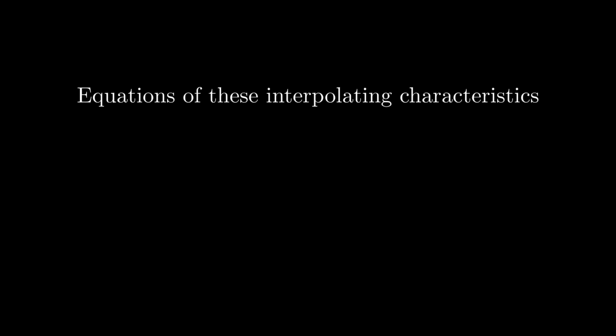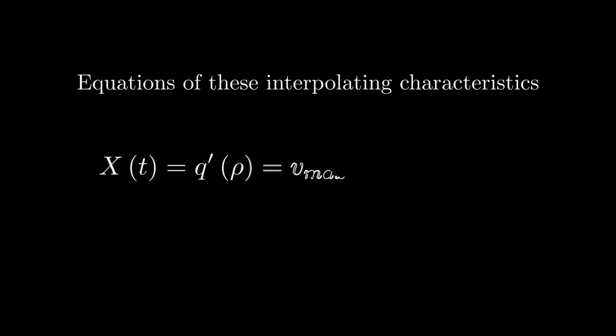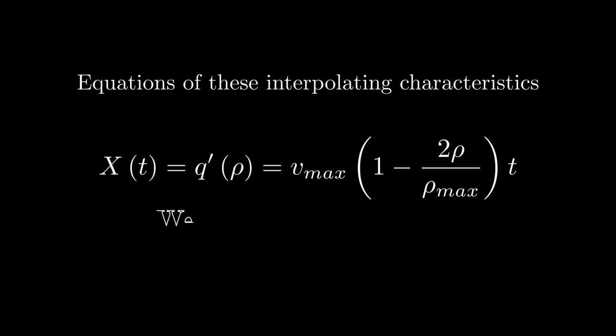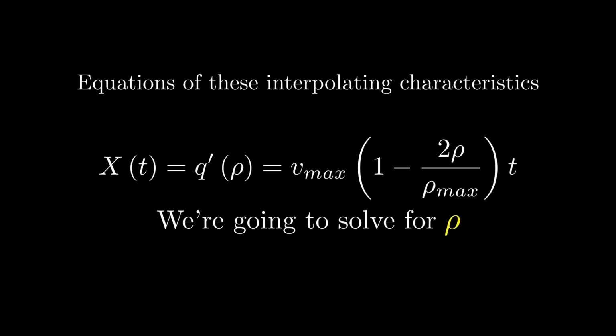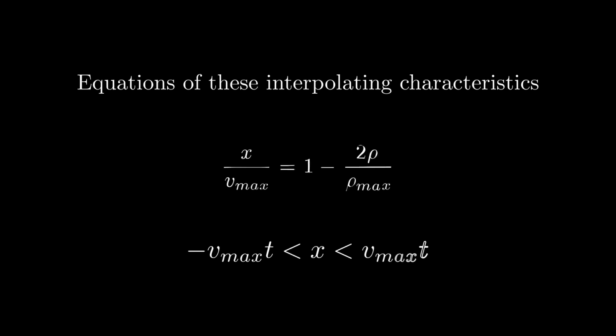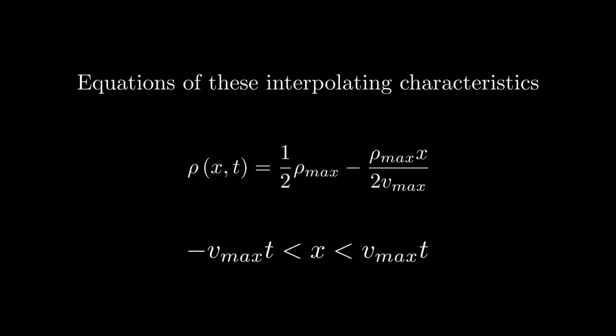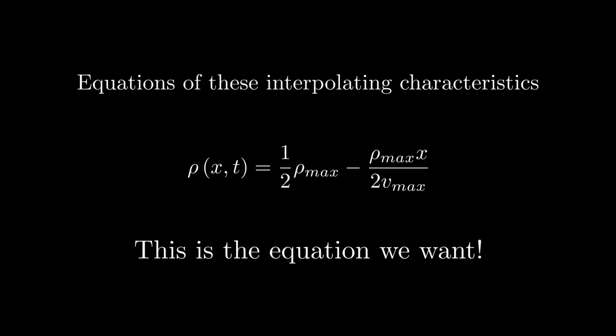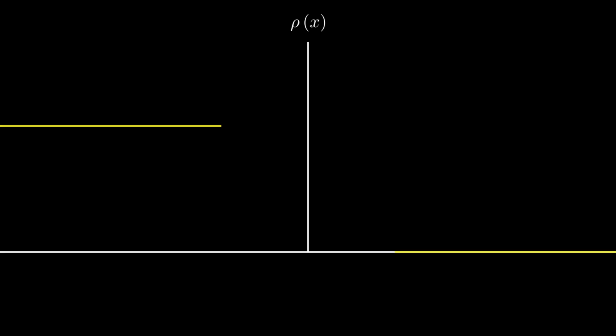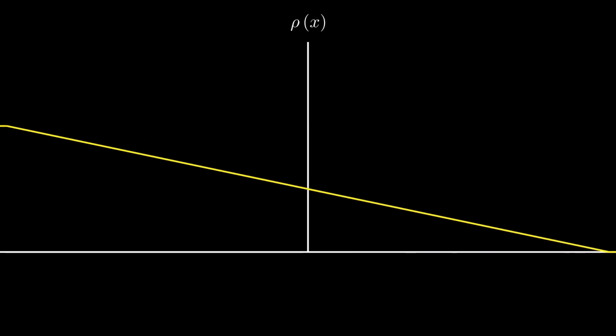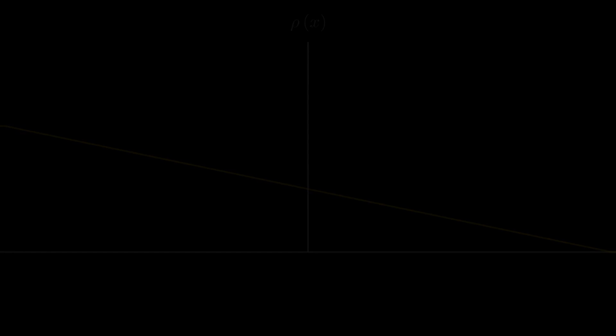As these supposed fan-like characteristics all emanate from 0, their equations are all of the form x/t equals q prime of rho. The trick here is to solve for rho. We finally get this formula for rho, which is precisely the equation of a straight line segment connecting the two disjoint graph sections. This linear interpolation is unique to this model. If we change the relationship between the velocity and density to a non-linear one, then we might get different results.